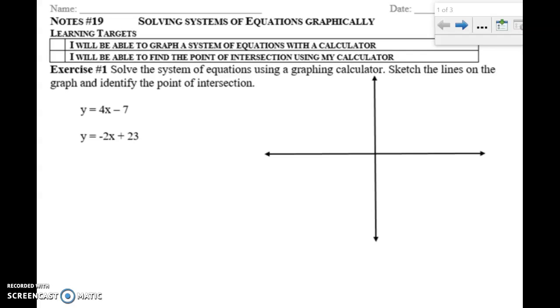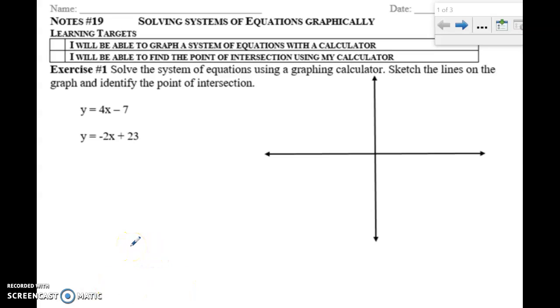So, learning targets for today will be to graph a system of equations with a calculator. We're going to be completing a sketch of it. It doesn't have to be pretty, it doesn't have to be perfect because we don't have graph paper, just a simple sketch, and then to identify the point in which they meet, and then be able to find that point of intersection on your calculator. We all know that the x and y value is oh so important to solving these, so let's make sure we can find that using the calculator.